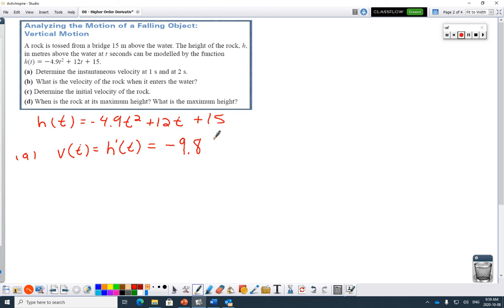Okay, negative 9.8t, derivative of 12t is 12, and the 15 disappears. See, your initial height disappears. How fast you're going isn't affected by how high you started out at after 1 second. If you get dropped from 100 meters and you get dropped from 1,000 meters, after 1 second you'll be going the same velocity. You're like, wait, that's not true. People from 1,000 drop a lot faster. Oh yes, much later they do, as time goes by, because they got more time to fall.